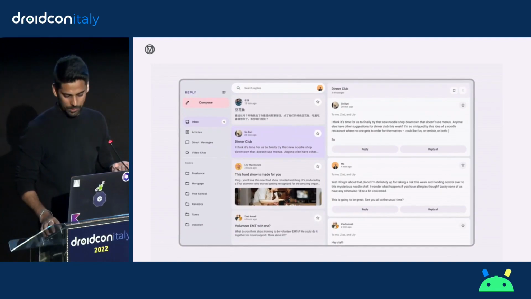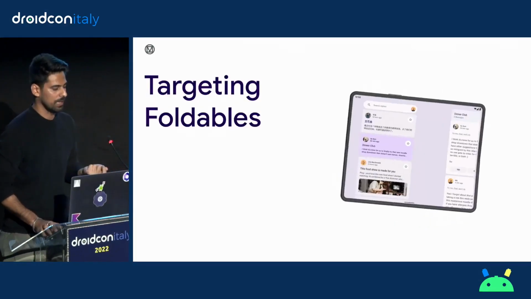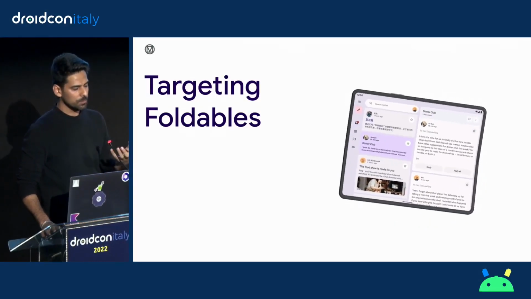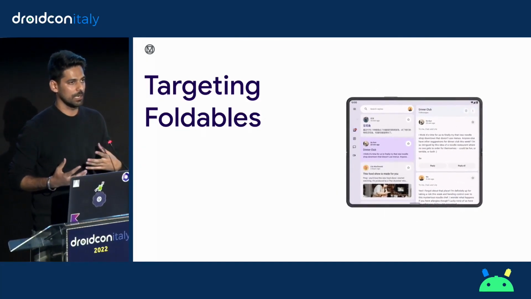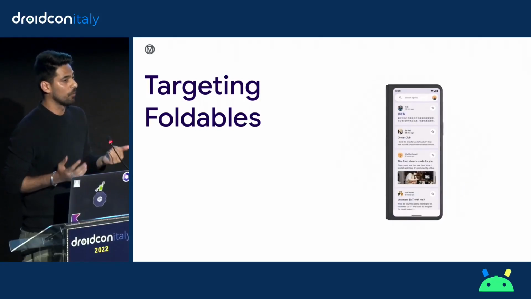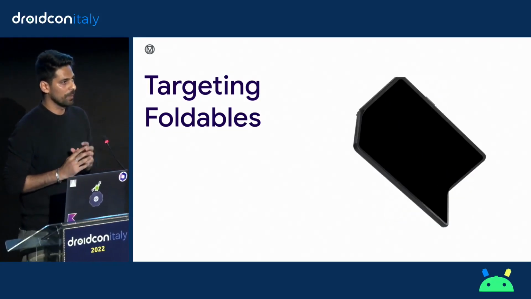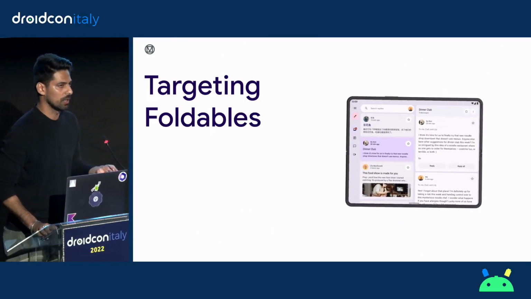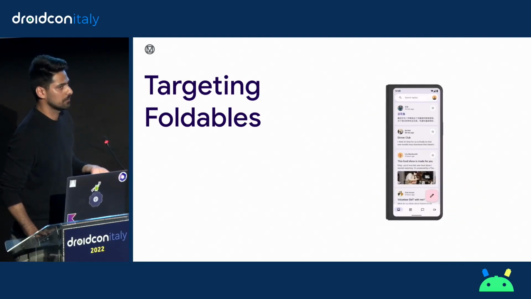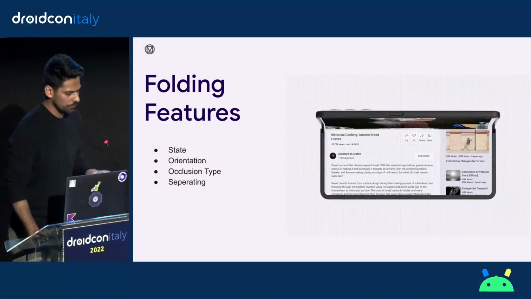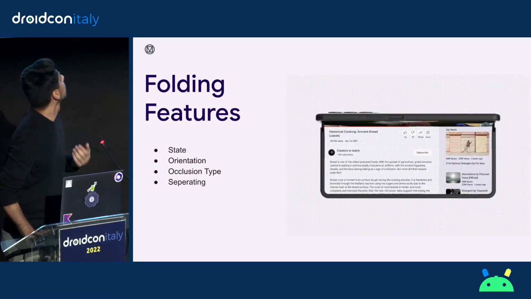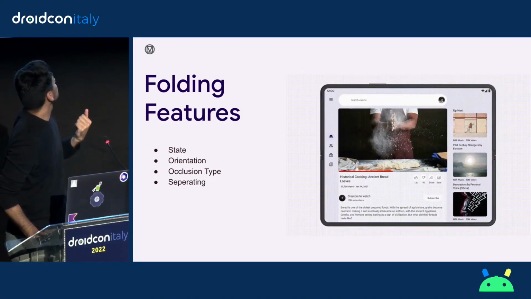We can take an even further step to target foldables as well. Foldables are a rising number of devices, and they come in very different shapes and sizes, and they fold differently also. To make sense of all this, we need to understand some of the folding features first before we target foldables. So we have state, we have orientation, and occlusion and separating.